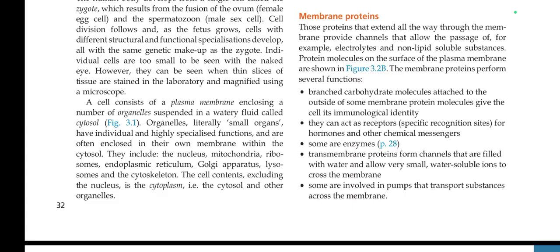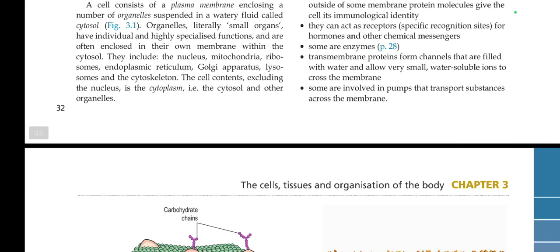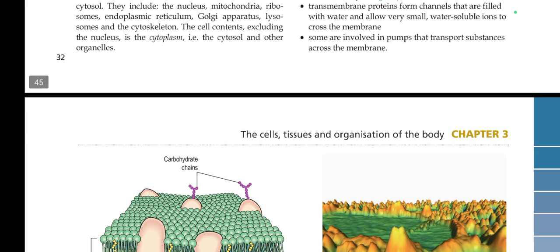Protein molecules on the surface of the plasma membrane are shown. The membrane proteins perform several functions. Branched carbohydrate molecules attached to the outside of some membrane protein molecules give the cell its immunological identity. They can act as receptors, specific recognition sites for hormones and other chemical messengers. Some are enzymes. Some are transmembrane proteins with channels that are filled with water and allow very small water-soluble ions across the membrane. Some are involved in pumps that transport substances across the membrane.